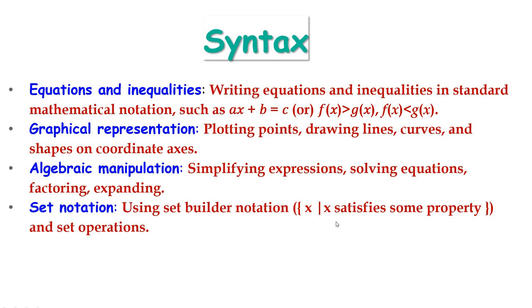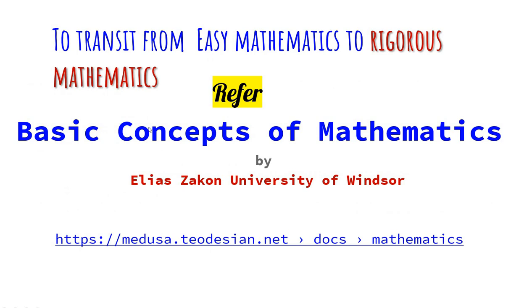Then set builder notation. In many of the theory parts, in both abstract algebra as well as linear algebra, you need to have the collection of those elements which satisfy a certain property. So that must be represented in this way. Okay. So to transit from easy mathematics to rigorous mathematics, you can go through this PDF, Basic Concepts of Mathematics by Elias Zakon. This is the website address, and it will be mentioned in the description box also.